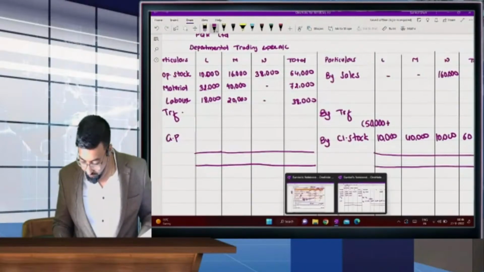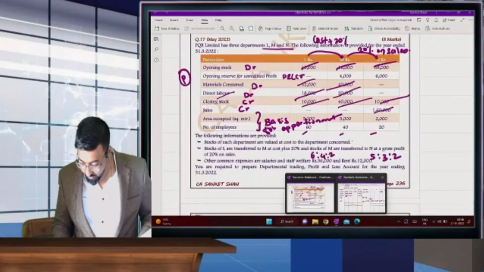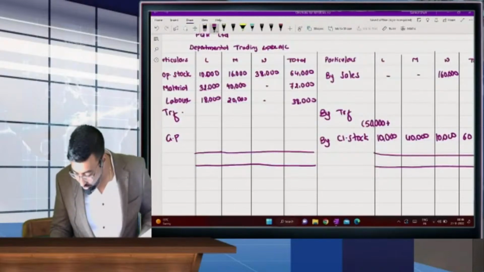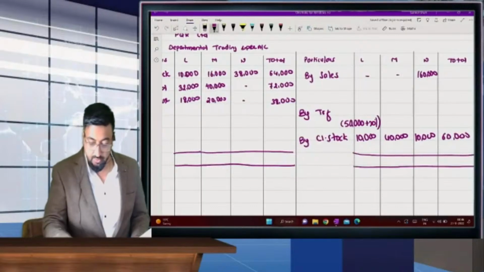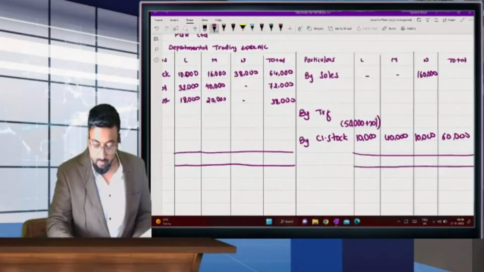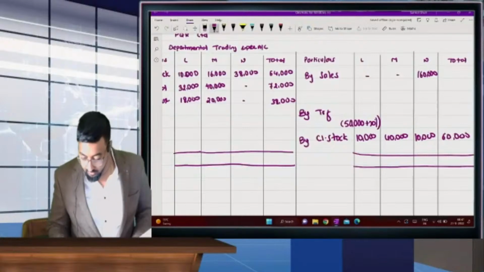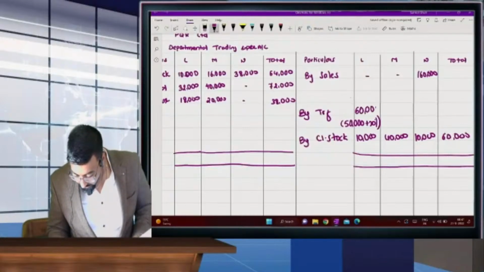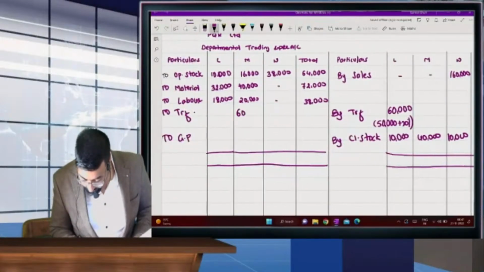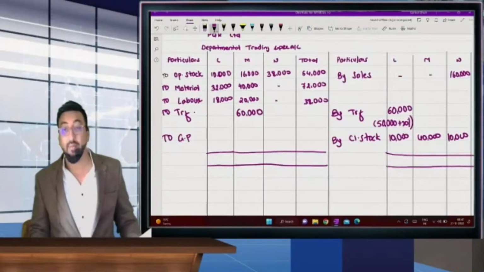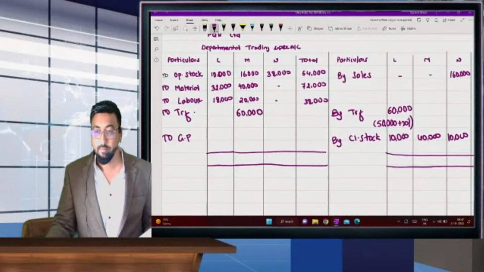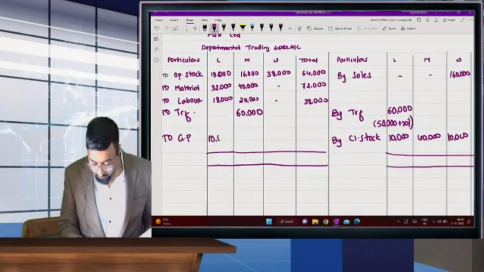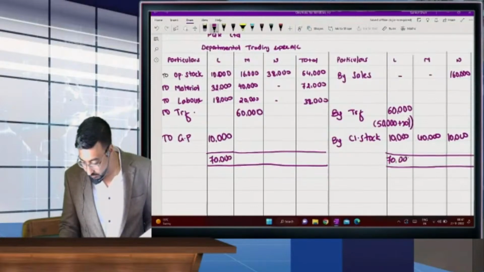plus 20% on cost. So 20%. Now this is very important. Plus 20%. So 50,000 plus 20%, 60,000. L के क्रेडिट में, on the same side, M के डेबिट में, on the M debit side 60,000. Okay, and profit is 10,000. This is 70, 70.